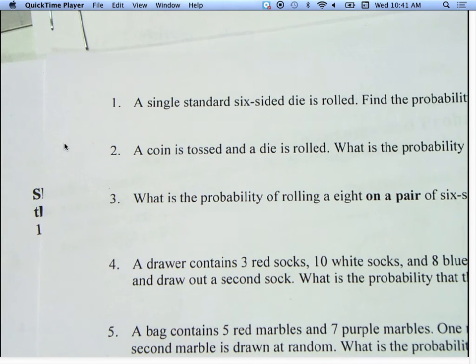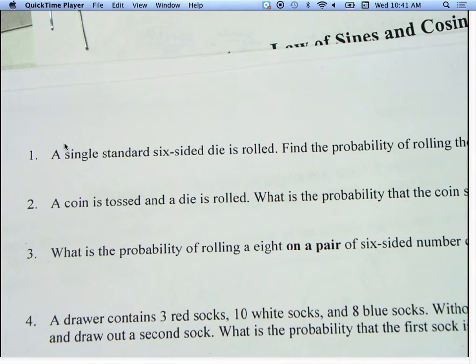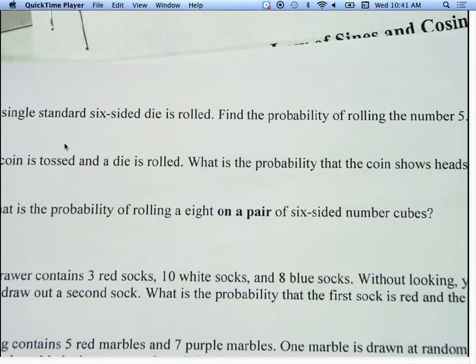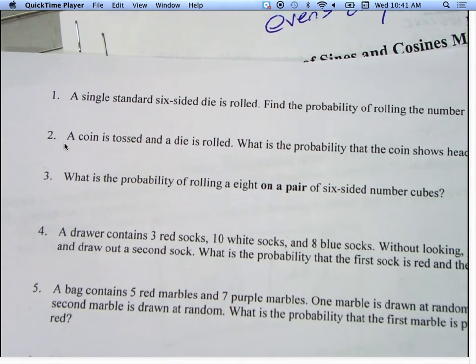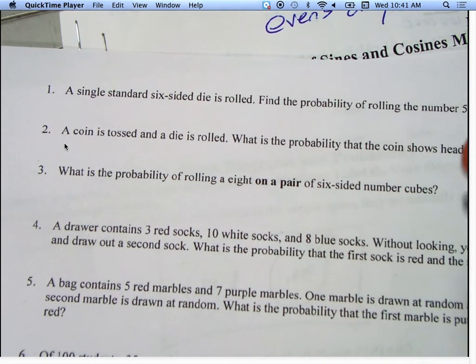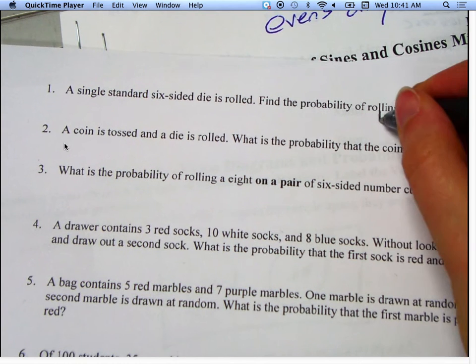Number 1. A single standard 6-sided die is rolled. Find the probability that a 5 comes up. All right? What are the chances of a 5 coming up on a 6-sided die? 1 out of 6. Good. Okay, now we're going to get a little bit harder.